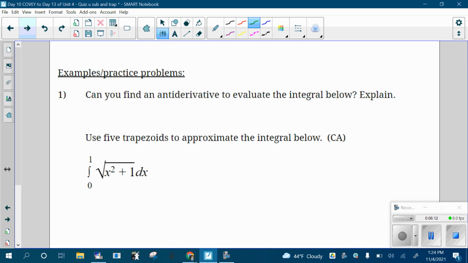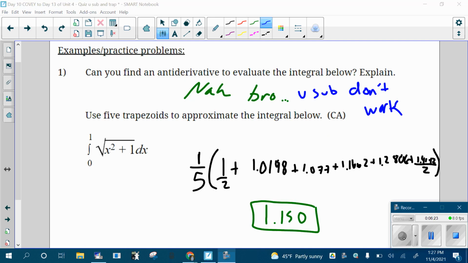First, pause, give this problem a try, and we'll talk about it. This is calculator active. Okay. So I kind of just gave you an example of this before, but if I ask you to evaluate this definite integral, you can't find the antiderivative. Why not? Because u sub doesn't work. If you tried to make this the u, you wouldn't be able to introduce the du, so u sub wouldn't work for this integral.